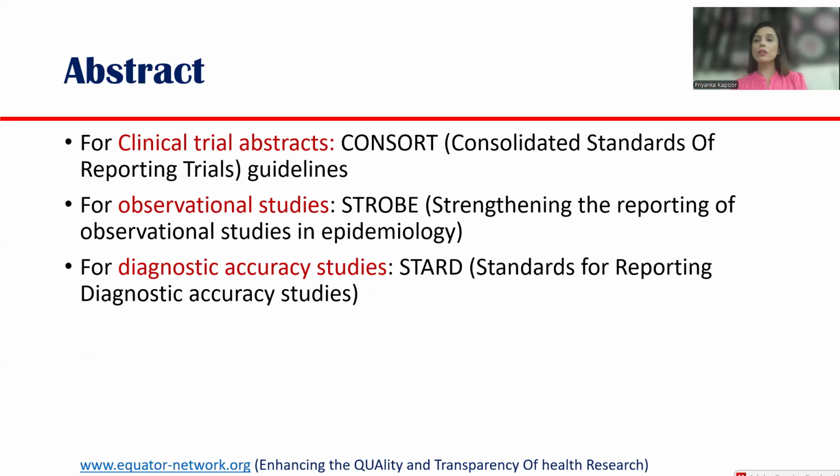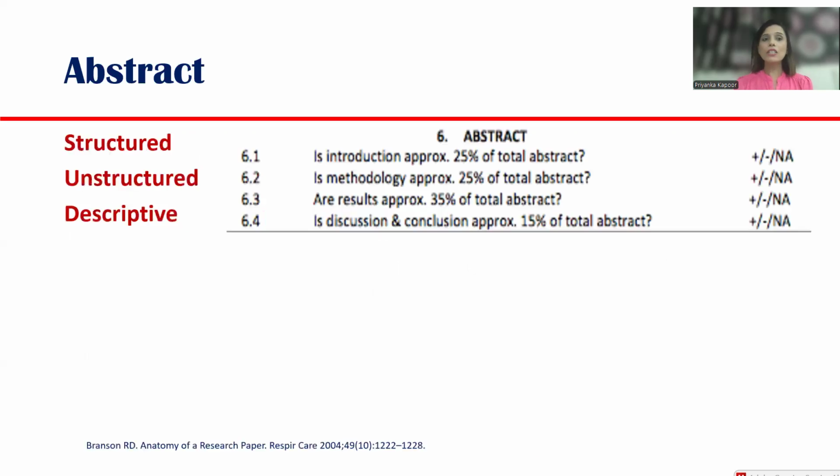For clinical trials you have the CONSORT guidelines, for observational studies you have the STROBE guidelines, and for diagnostic accuracy studies you have the STARD guidelines. But let's first come to this checklist tool. If you look at the points, you have a certain distribution. It is an unsaid rule that you have to follow this kind of distribution in your abstract, whether it is a structured, non-structured or descriptive abstract.